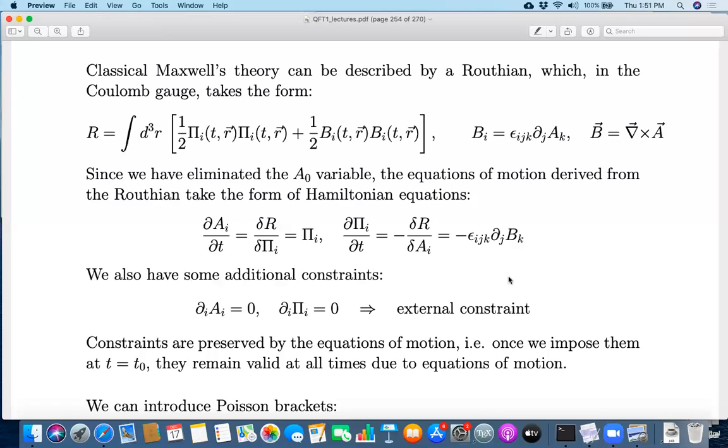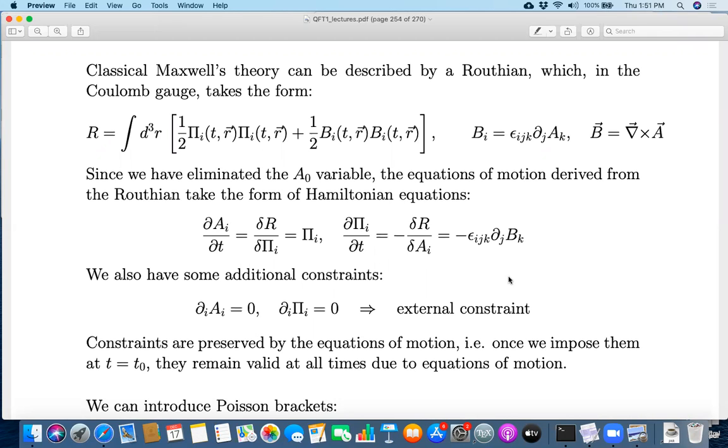If we put the gauge condition that the divergence of A is 0, and we use the equations of motion to find that A0 is trivially 0 always. But yes, at the level of the Rauthian, we shouldn't do that, right? We should not use the equations of motion to find the constraints.